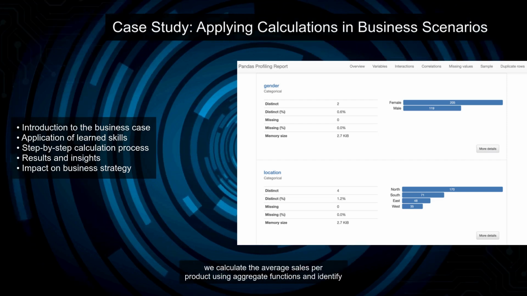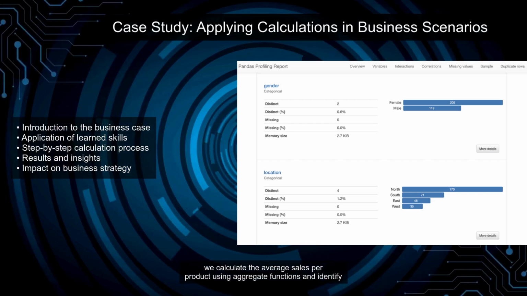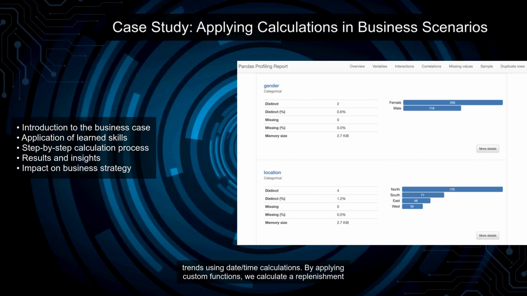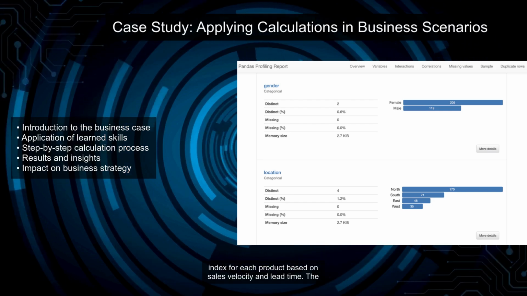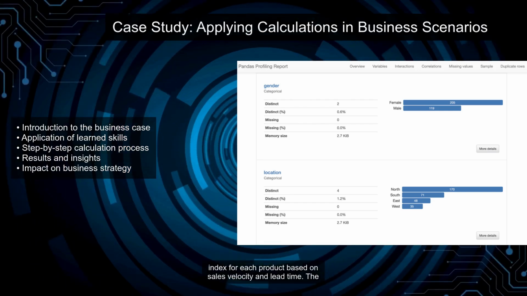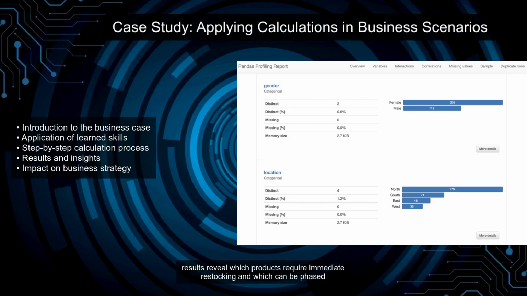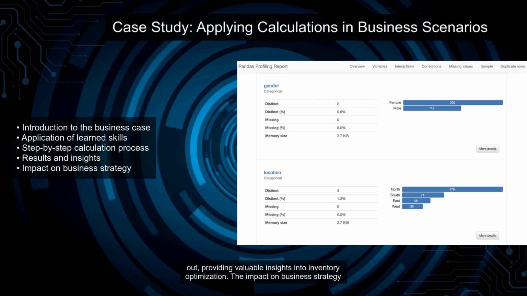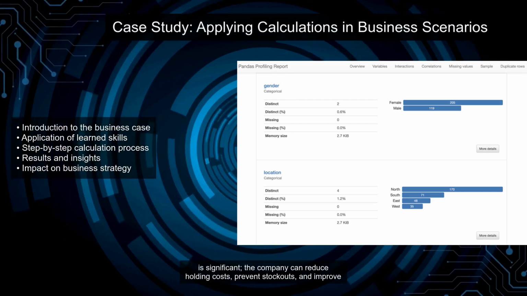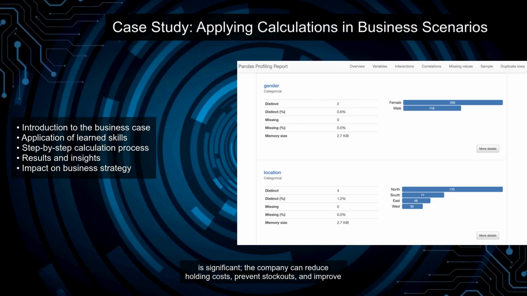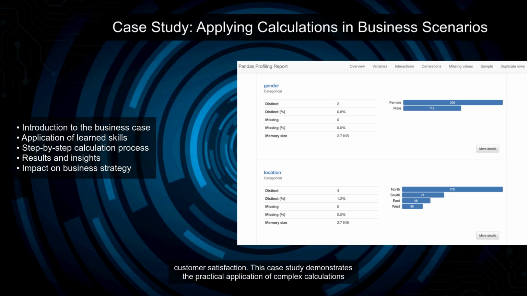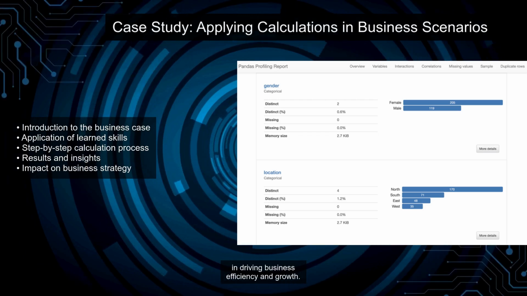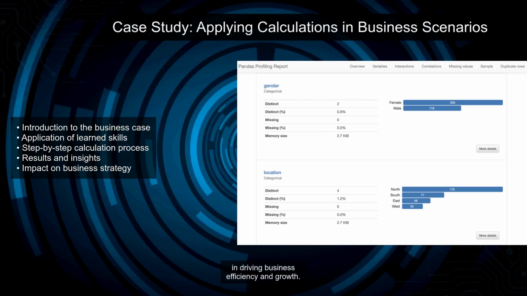Next, we calculate the average sales per product using aggregate functions and identify trends using date/time calculations. By applying custom functions, we calculate a replenishment index for each product based on sales velocity and lead time. The results reveal which products require immediate restocking and which can be phased out, providing valuable insights into inventory optimization. The impact on business strategy is significant. The company can reduce holding costs, prevent stockouts, and improve customer satisfaction. This case study demonstrates the practical application of complex calculations in driving business efficiency and growth.